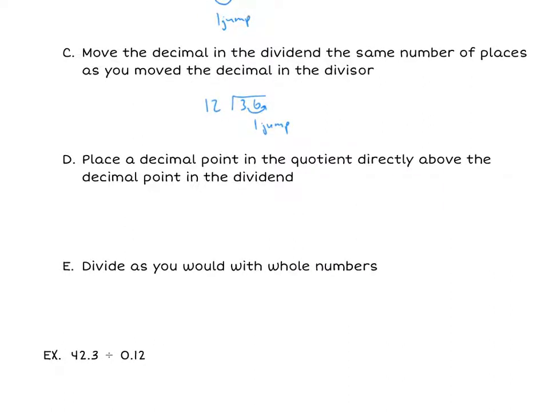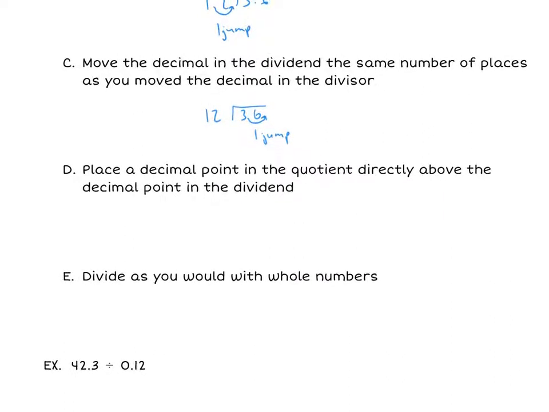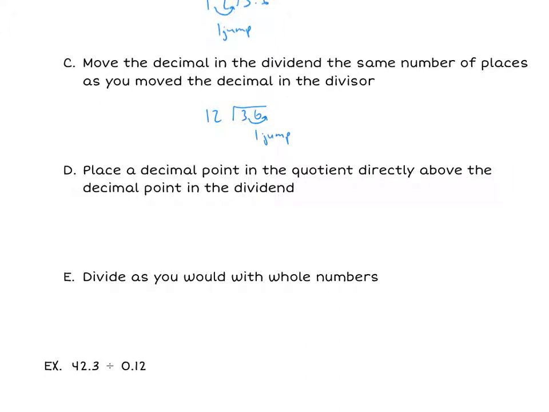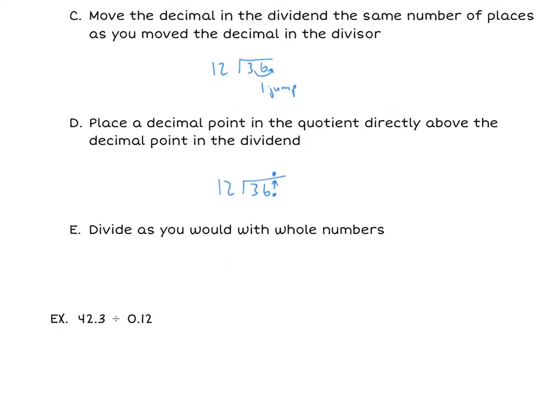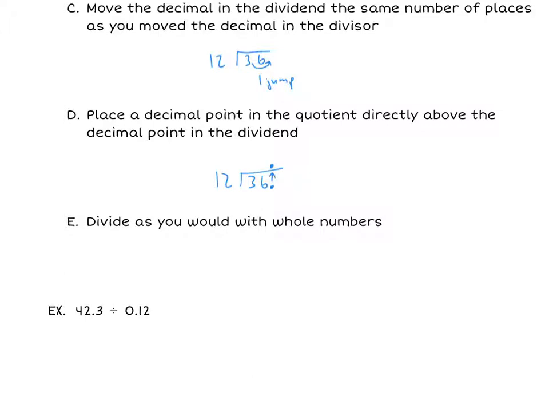And then it says place the decimal point in the quotient, which is our answer, directly above the decimal point in the dividend. So we have 12 and 36 underneath, and the decimal point's right here. So it's going to go directly above there. Okay. So what I did is I took the steps you're going to do, and I stretched them out. So we'll do them all together in one step here in letter E.